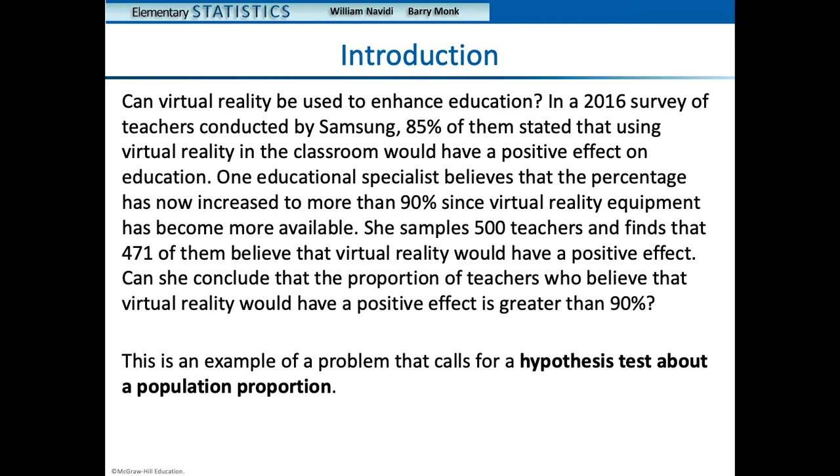One educational specialist believes that the percentage has now increased to more than 90% since virtual reality equipment has become more available. She samples 500 teachers and finds that 471 of them believe that virtual reality would have a positive effect. Can she conclude that the proportion of teachers who believe that virtual reality would have a positive effect is greater than 90%? So here we have an example of a problem that calls for a hypothesis test about a population proportion.